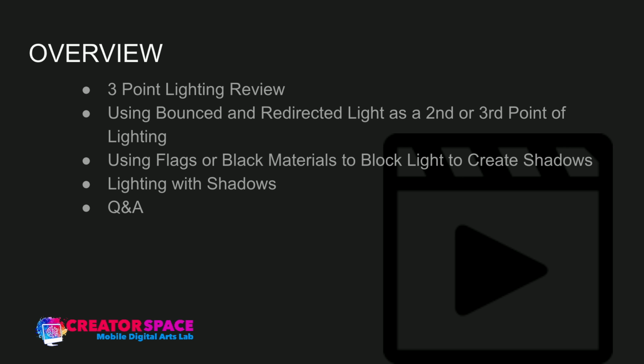And then we're going to look at flags and black materials. So we're going to take the same reflector and make it into what's called a flag, using the opacity of the reflector to block light. And then we start to create shadows. That leads us into the final thing, which is lighting with shadows.